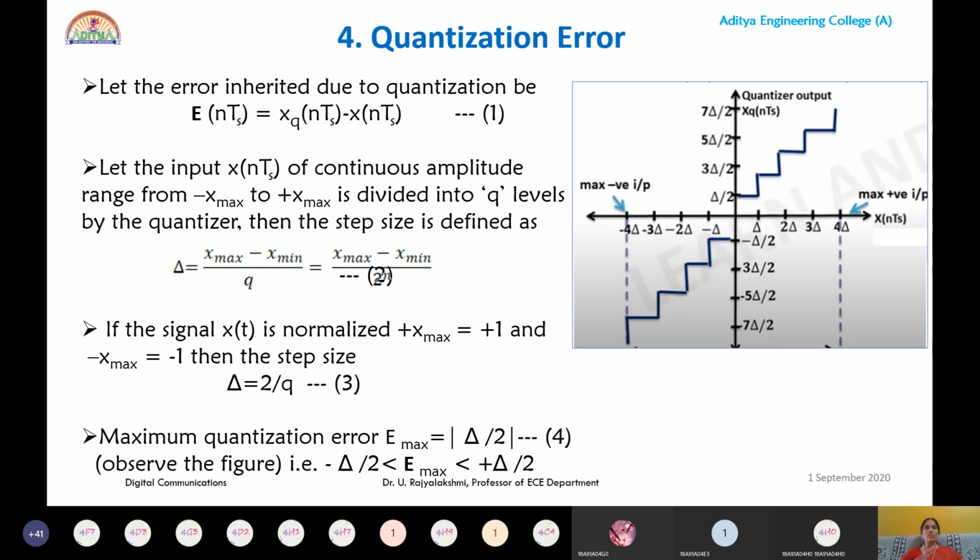Anyhow, this is the definition of quantization error, which is the difference between the output of the quantizer, xq of nTs, and the input of the quantizer, x of nTs. We can calculate E of nTs first and then substitute it in the SNR to calculate the SNR for a PCM system. In the next class we can continue the derivation for quantization error.